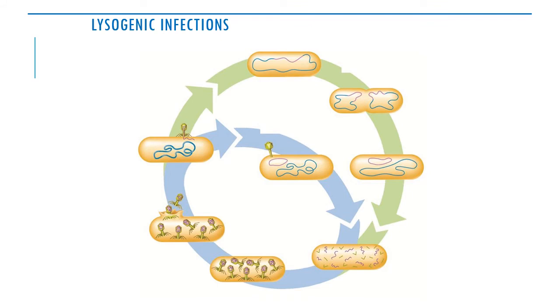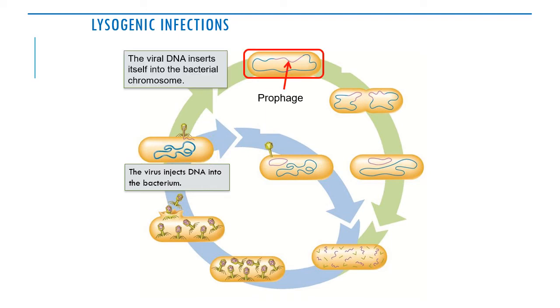So we looked at the lytic, which was blue before. So now we're on the green side, the lysogenic side. So again, the virus injects DNA into the bacterium. This is the same process each time. But this time, the viral DNA inserts itself into the bacterial chromosome. Now, they're circles because bacteria have circular DNA. How cool is that? So if you can see this, the arrow there that says prophage is pointing to that purple piece of DNA that is viral DNA that is now incorporated into the bacterial DNA.